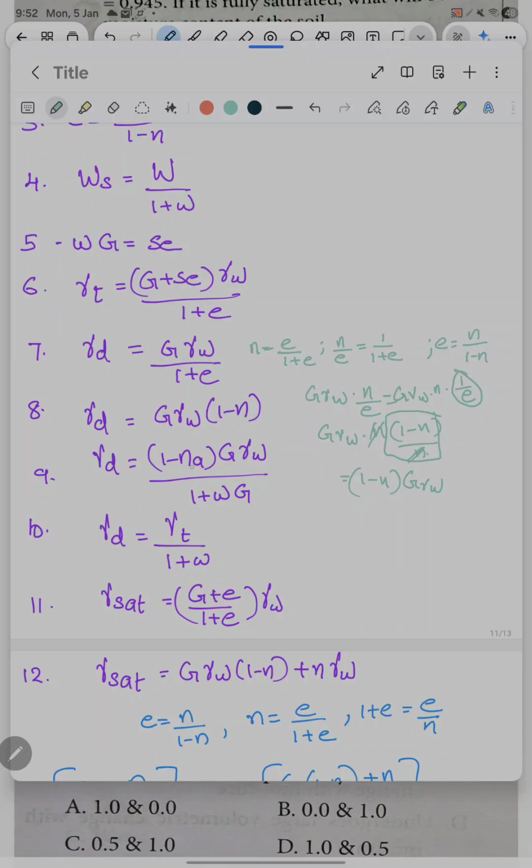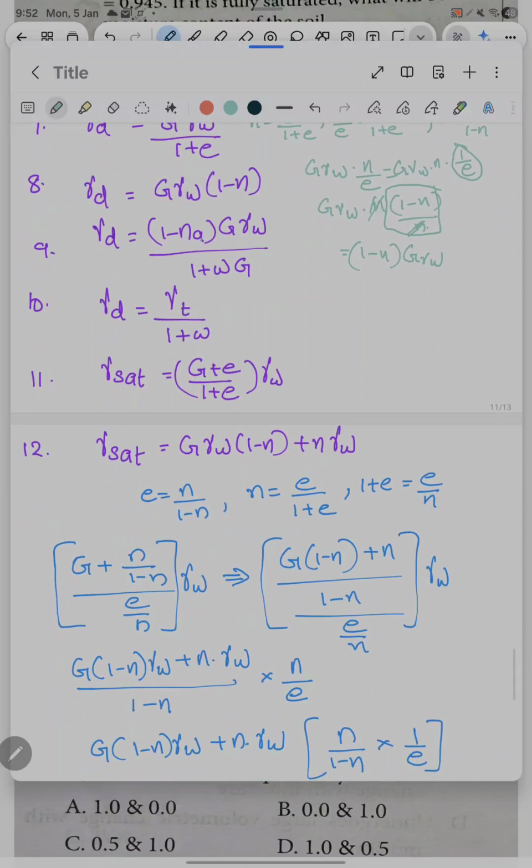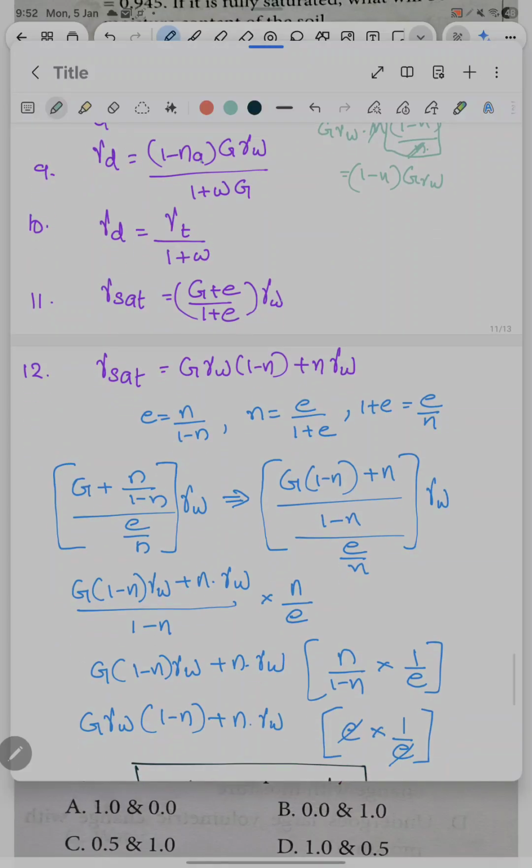Similarly, we can derive it in terms of na. Next is gamma D is equal to gamma T, the bulk unit weight, by (1 plus w). Then next is gamma saturated, (G plus e) by (1 plus e) into gamma W. Then one more equation is there in terms of porosity.